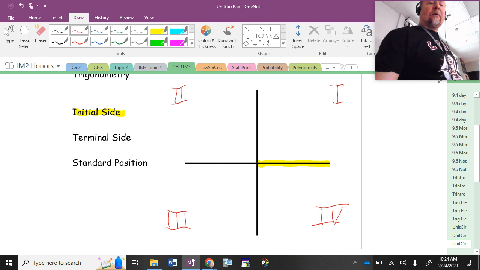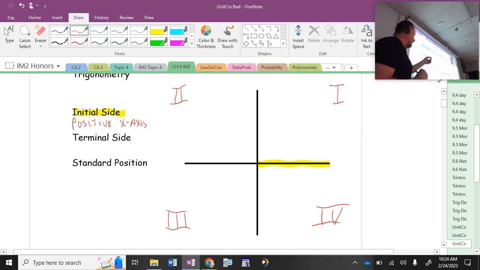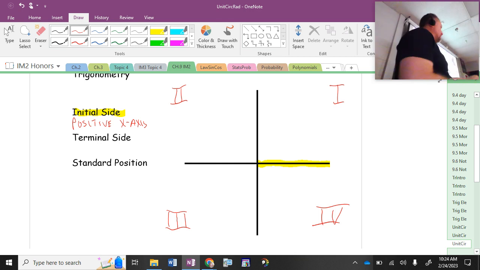But here's when we put an angle in a coordinate plane. The initial side is always the positive x-axis. Get your highlighters out. So maybe highlight the word initial side and then highlight the positive x-axis there. Your angles will always start there. We just need a starting point.